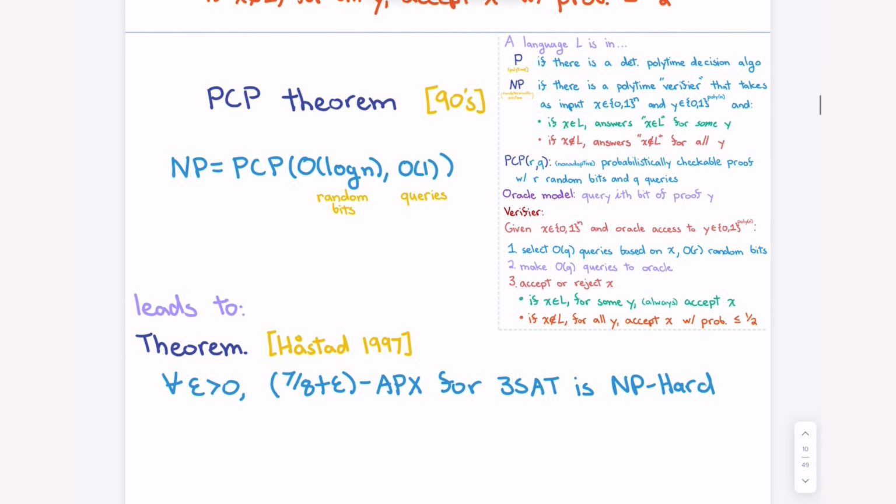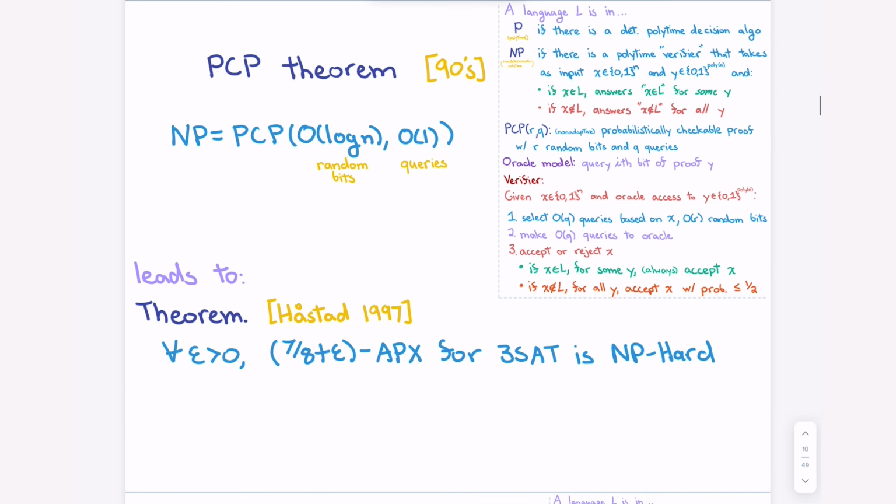To query 1 bit of the proof, I declare, give me the bit at location 101, and the oracle tells me, oh, it was a 1. So I really want to say that I only have to look at a few bits of the proof to be able to come up with some idea of whether or not to accept it.